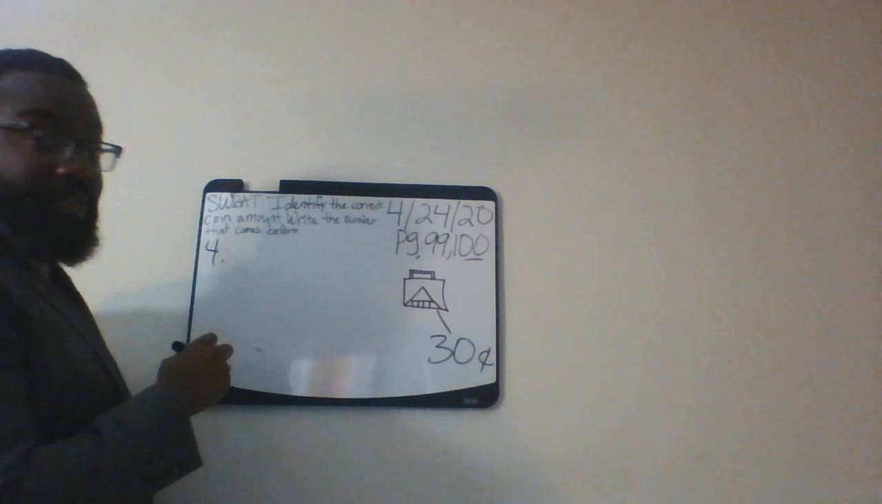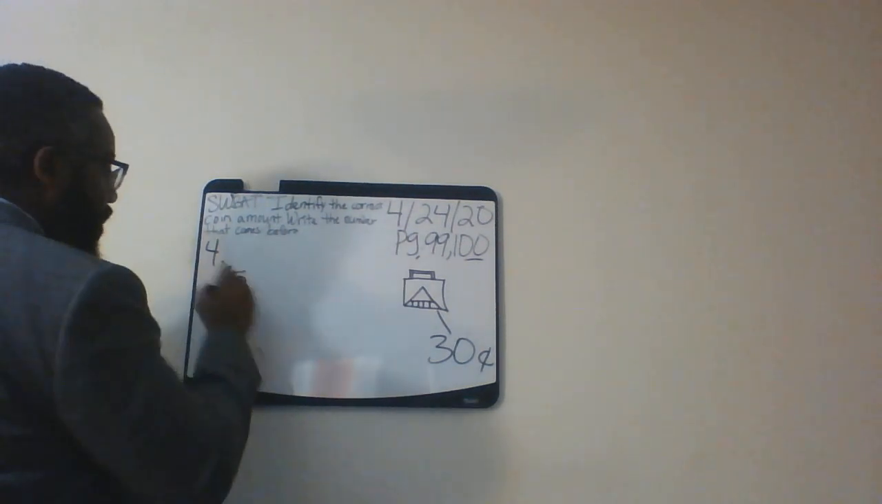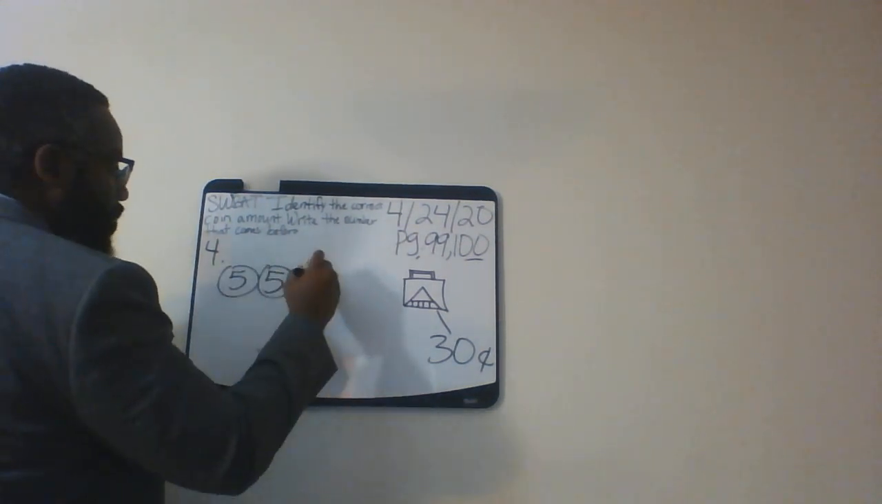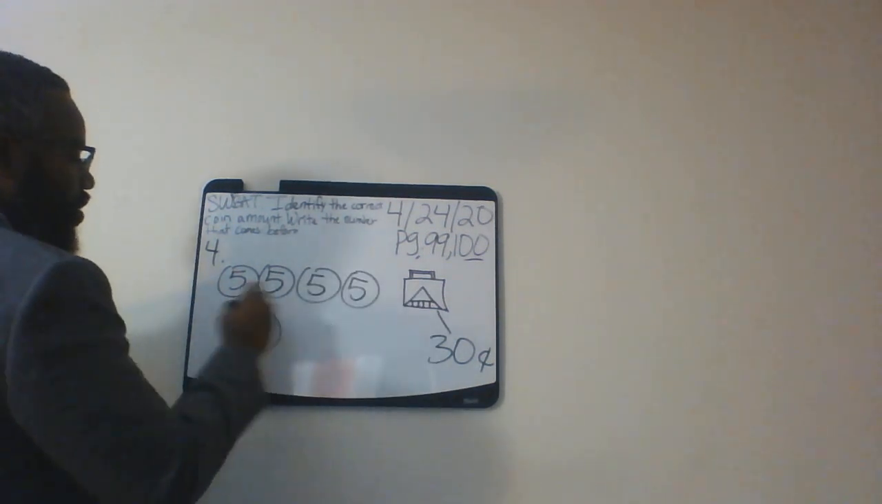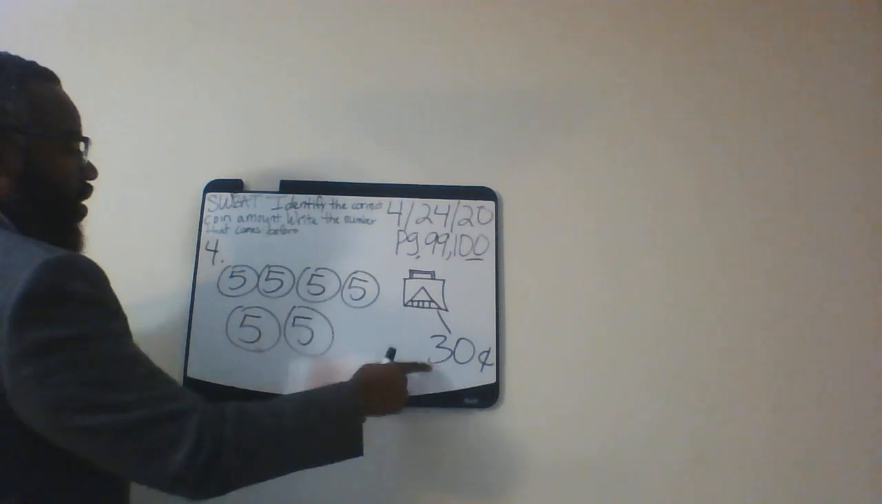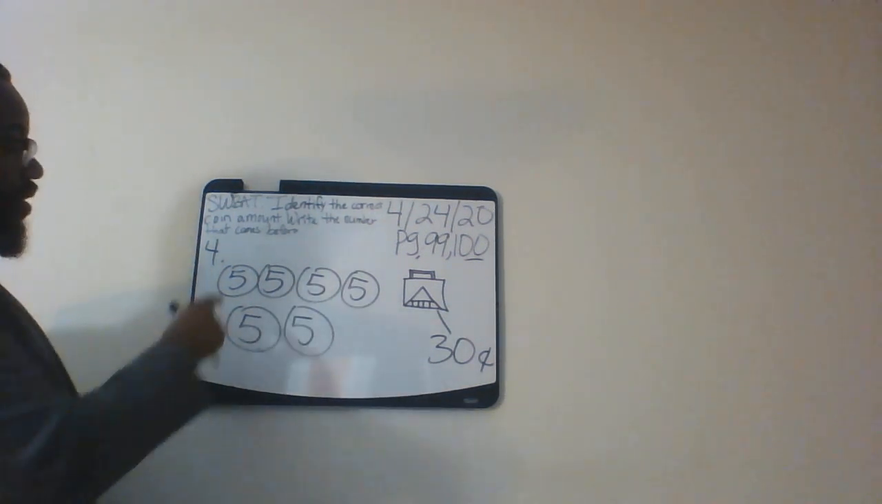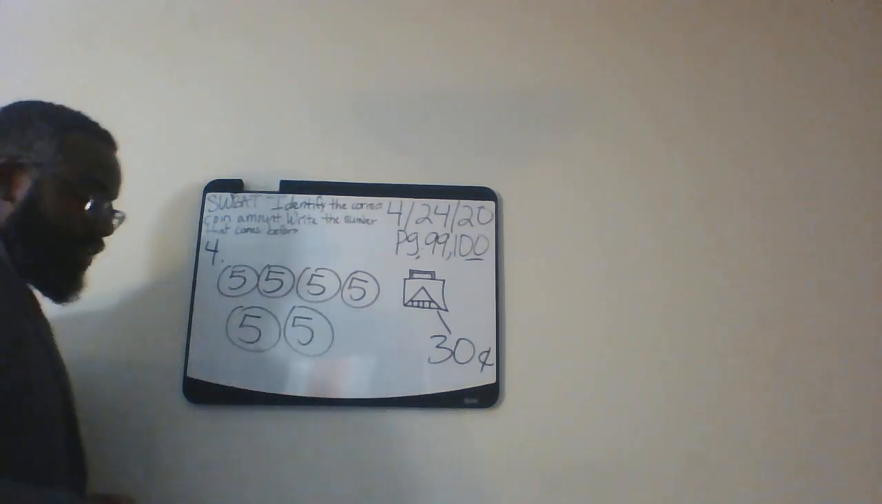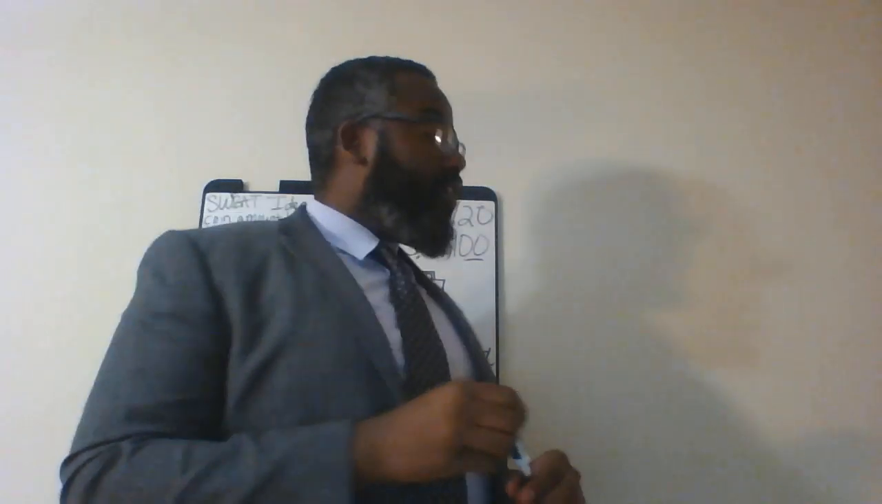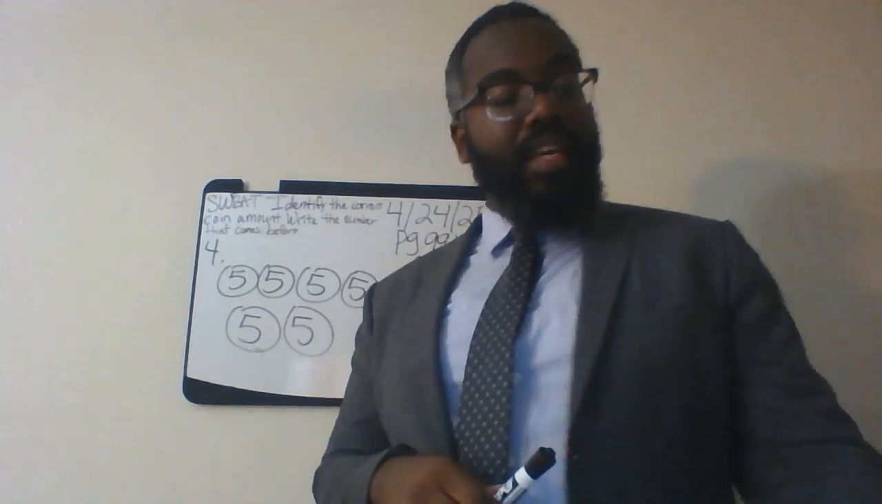So let's begin. We're going to count by 5s, okay? So that's 5, 10, 15, 20, 25, 30. How many nickels did I draw? I drew 1, 2, 3, 4, 5, 6. So that is how you solve number 4. You basically count by 5s to equal that given amount.